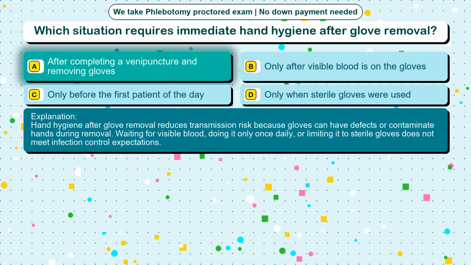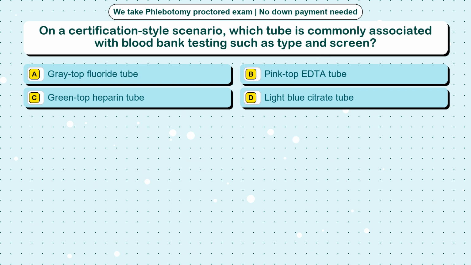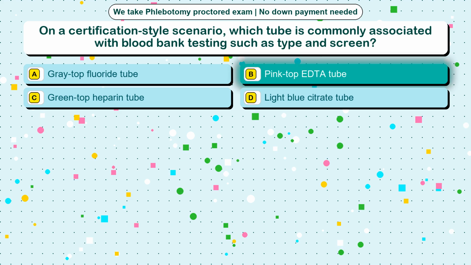expectations. Question 64. On a certification-style scenario, which tube is commonly associated with blood bank testing such as type and screen? Option A. Gray top fluoride tube. Option B. Pink top EDTA tube. Option C. Green top heparin tube. Option D. Light blue citrate tube. The correct answer is option B.